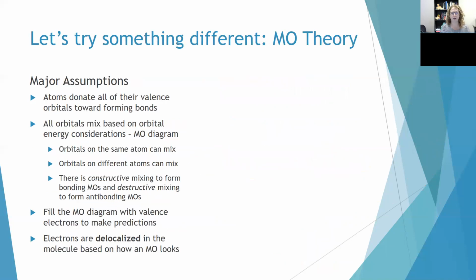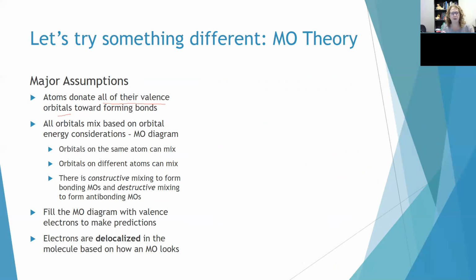So MO theory is different from valence bond theory in that all of the valence orbitals go towards forming bonds. And then we just put them all in a blender and see what happens. There are energy considerations, so orbitals that are too far apart in energy aren't allowed to mix. Orbitals that are closer in energy are allowed to mix. If you want to learn about that, become a chem major. Come take quantum mechanics with me. We'll have fun and we'll learn about that.